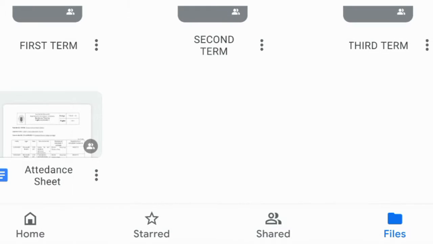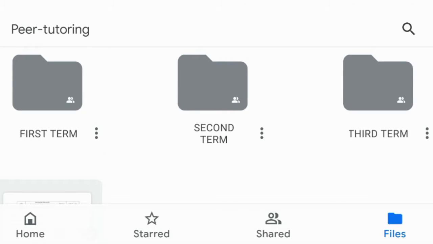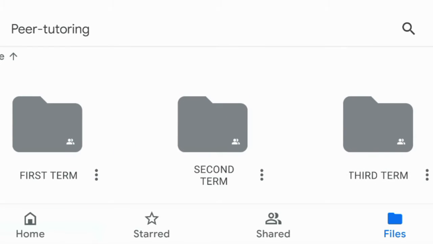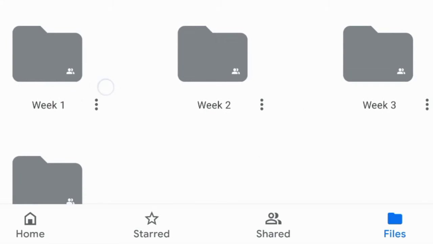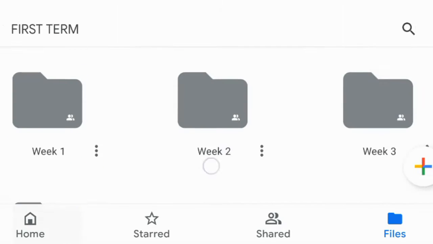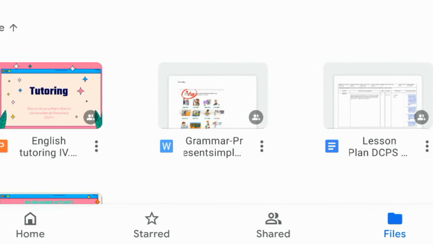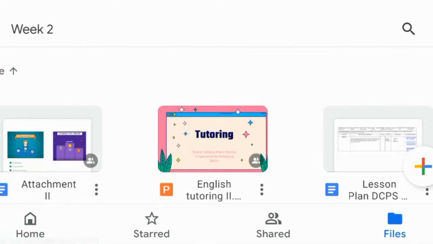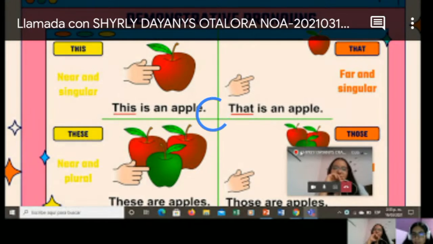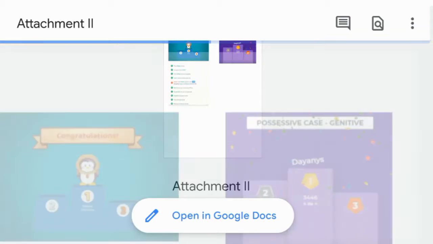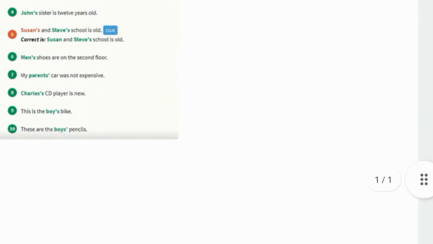Okay, going back to the main folder, peer tutoring, as I was saying, there are 3 subfolders, and they are organized according to each term. In the folder of the first term, there are the evidences from week 1 to week 4. Each week has its respective planner, slides, recording, and evidences of the activities developed by the student.